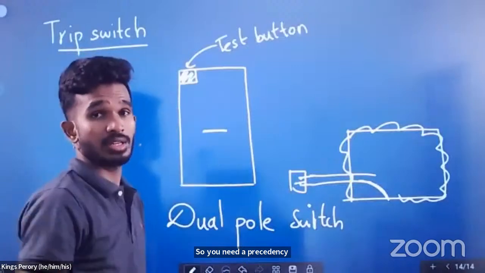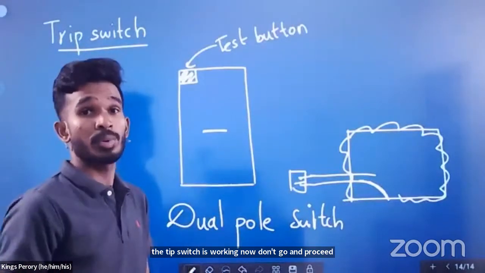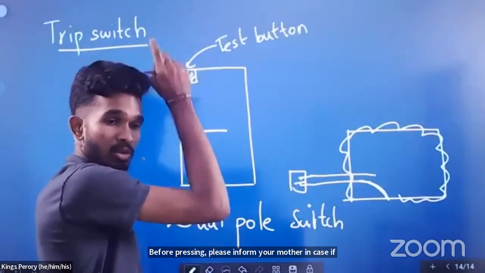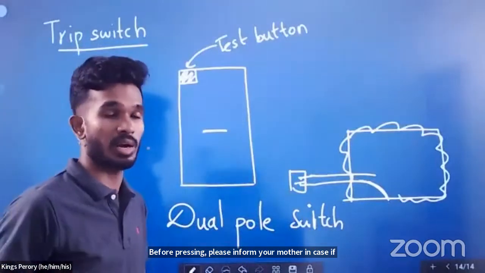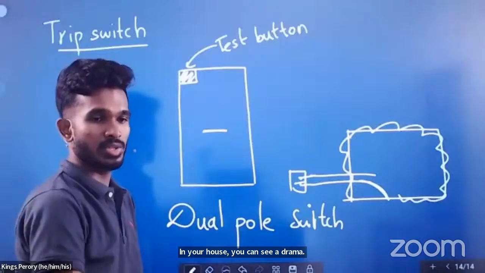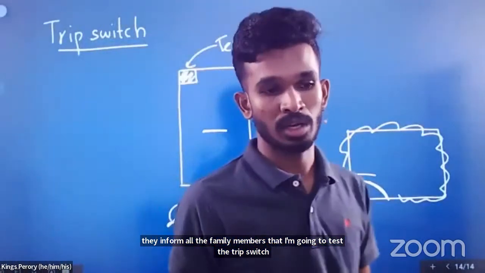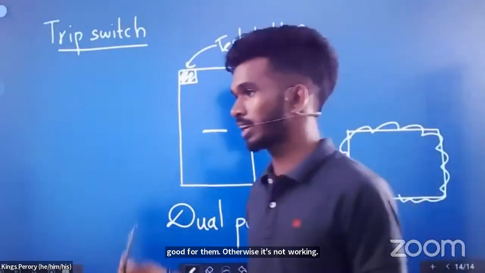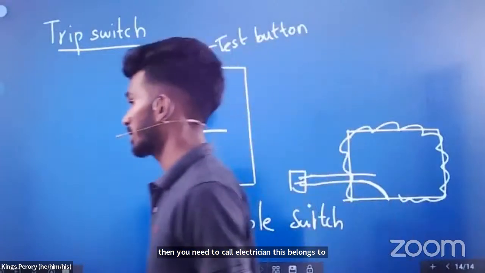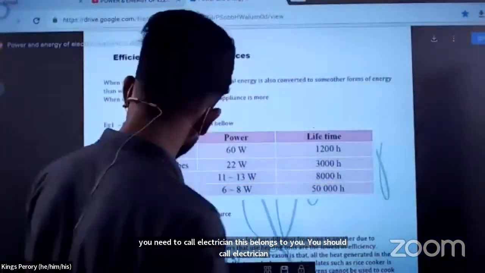Now don't go and press it just like that. Every week you press and see. Before pressing, please inform your mother, in case she is watching any drama or anything, and after that you press it. Inform all the family members that you are going to test the trip switch. First you press the button and see whether it falls down. It should fall down. Otherwise, it's not working. Then you need to call an electrician. This belongs to you, no? He will come and repair it. Go to the trip switch.